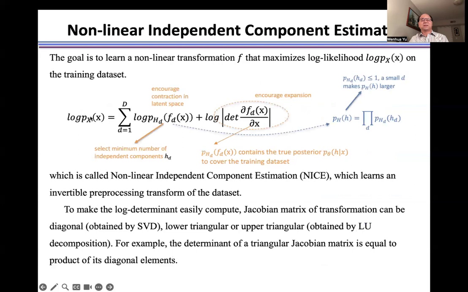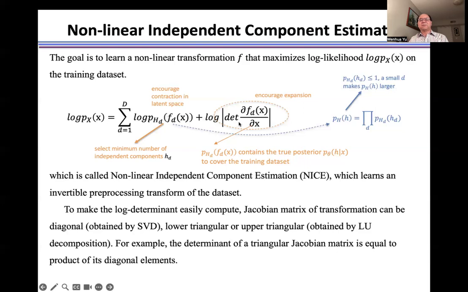This log likelihood is equal to the sum of two terms. The first term encourages contraction in the latent space. According to the definition of this prior, because this term is smaller than 1, a small number d makes this prior larger. So we need to select a minimum number of independent components h_d to make this term larger.